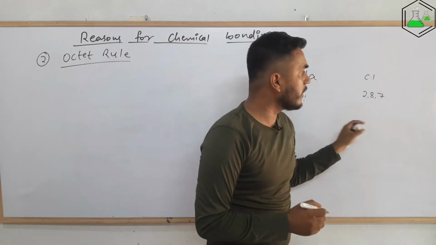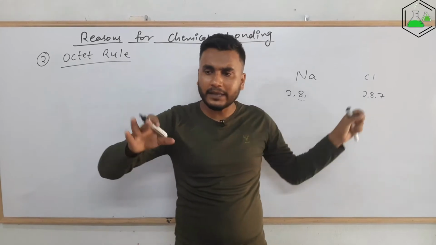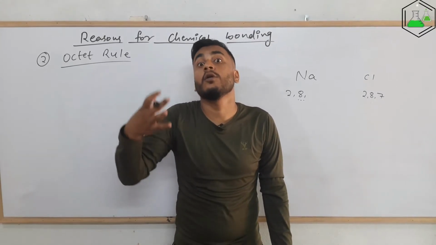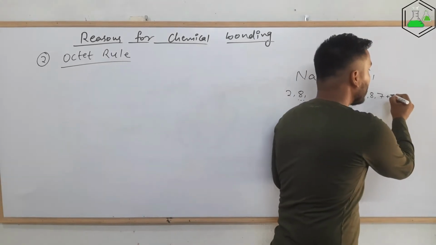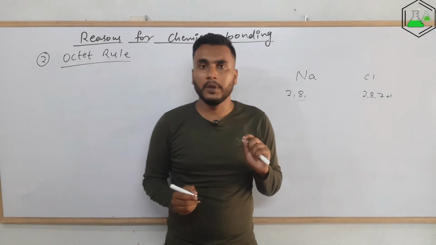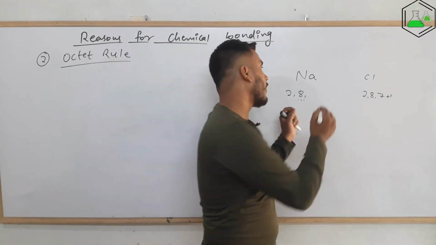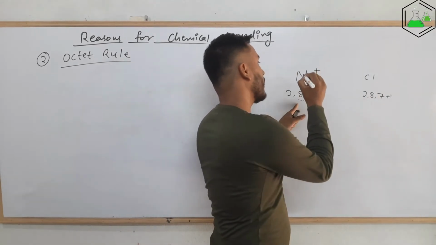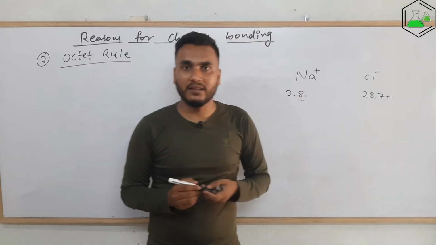But in chlorine, the configuration is 2, 8, 7. Now it has one option, that it can lose 7 electrons. That is also impossible. So the better thing will be gaining 1 electron. Are you getting me? If it gains 1 electron, then obviously they will form a charge. If it loses 1 electron, it will have a plus charge. If it gains 1 electron, it will have a minus charge.